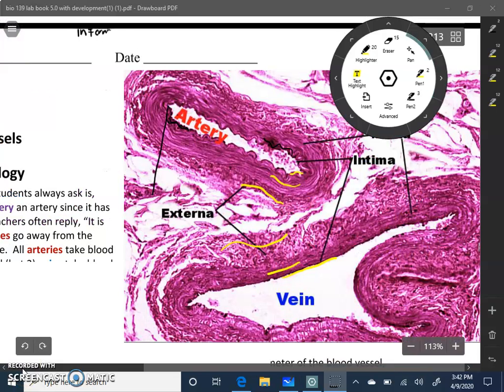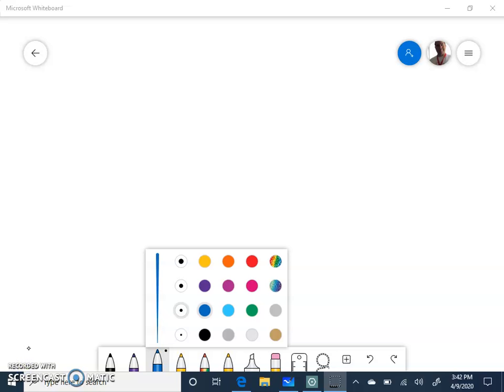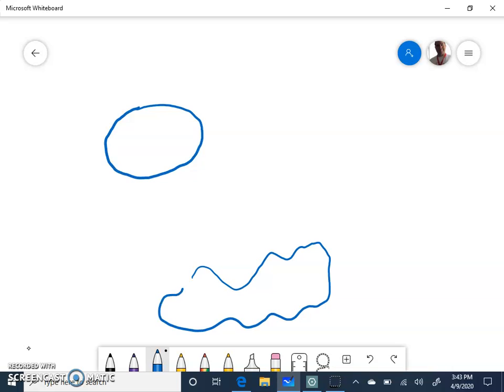We're going to be drawing both the artery and the vein. And notice how the media is thicker on the artery than the vein. And they both have this externa outside of them. So, let us begin. The artery is going to be circular because the tunica media helps it hold its shape. But the vein is going to be a little bit more amorphic because its media is not that thick.